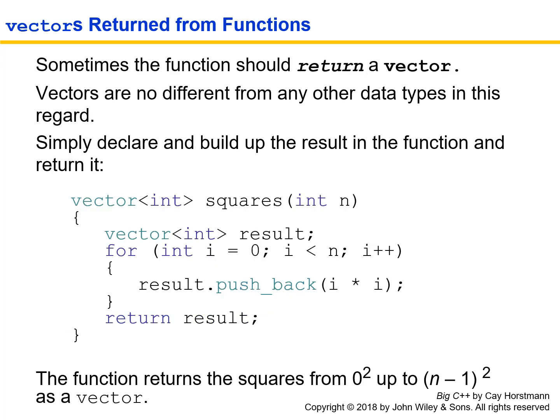Unlike arrays, you can return a vector. You can actually build a vector of, say, the first n perfect squares, and you create a vector called result in the function. You build that vector with push_backs every time you find a perfect square, and then you simply return the vector, and you specify the return type of that function as a vector of int.